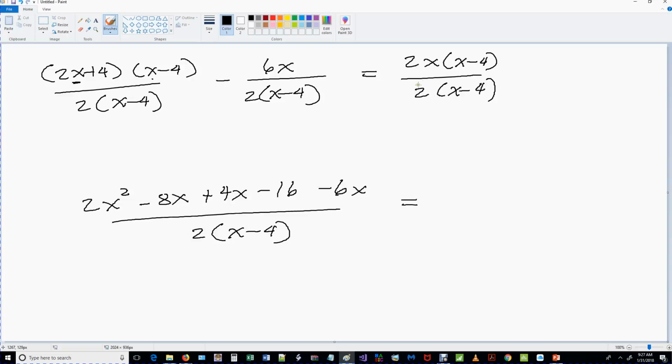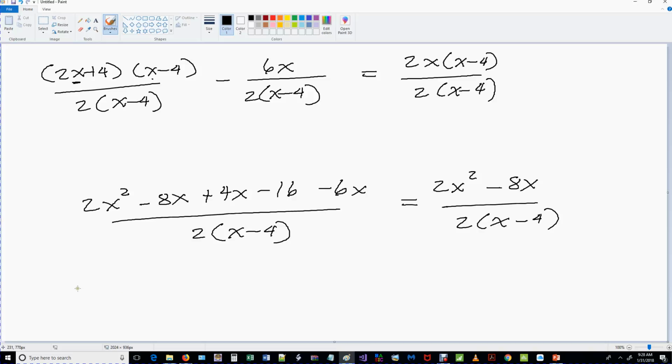On the right side, you have 2x times x minus 4, so it'll be 2x squared, and then 2x times minus 4 is minus 8x. And this on the bottom is 2 times x minus 4. Notice that the denominators are the same, so that means the tops will be the same.